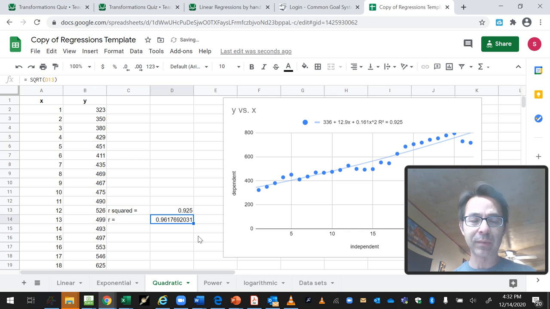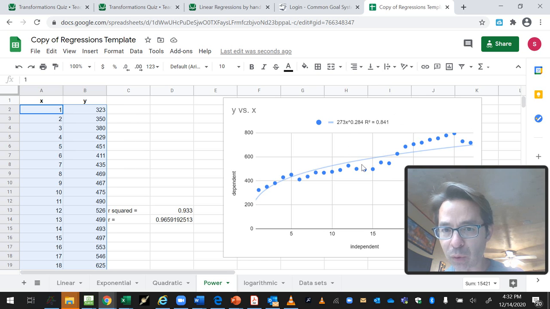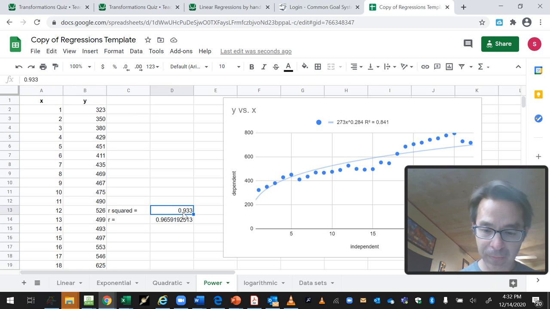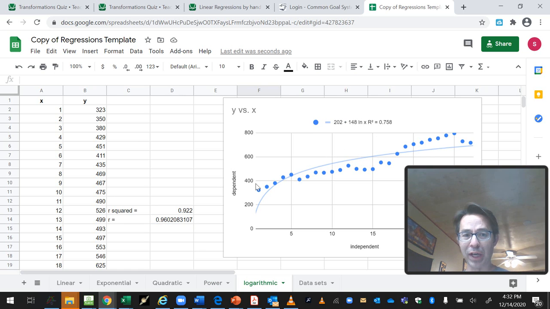It might have something to do with the truncating. Power, last time it said 0.933. This time it says 0.841. What's that tell me? That maybe instead of truncating, I should have rounded properly. And this one's way off. Initially we got 0.922. This time we got 0.758.